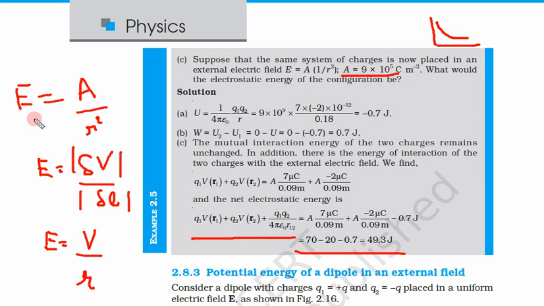When we put the value of E here, let us see what happens. So putting the value of E, A upon R square is equal to V upon R. So one R cancels out. So V is equal to simply A upon R. So this will give V is equal to A upon R. So now they have implied the same values here.